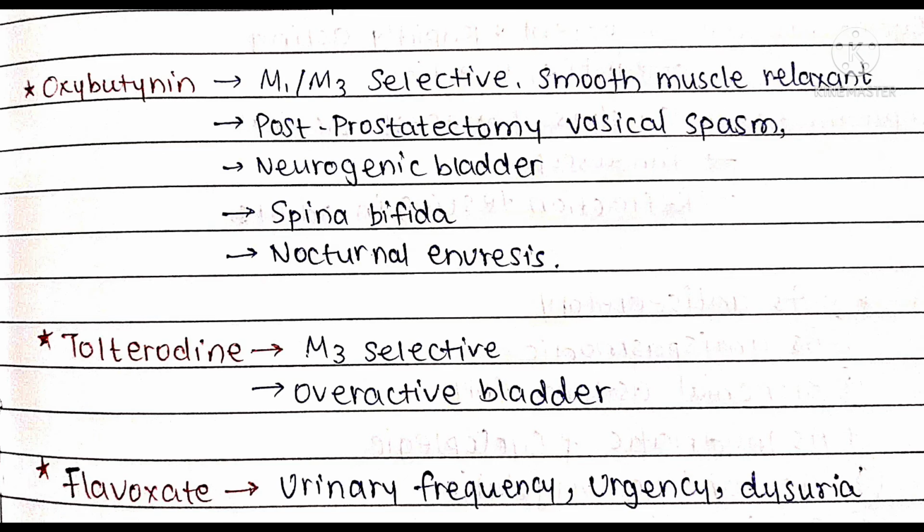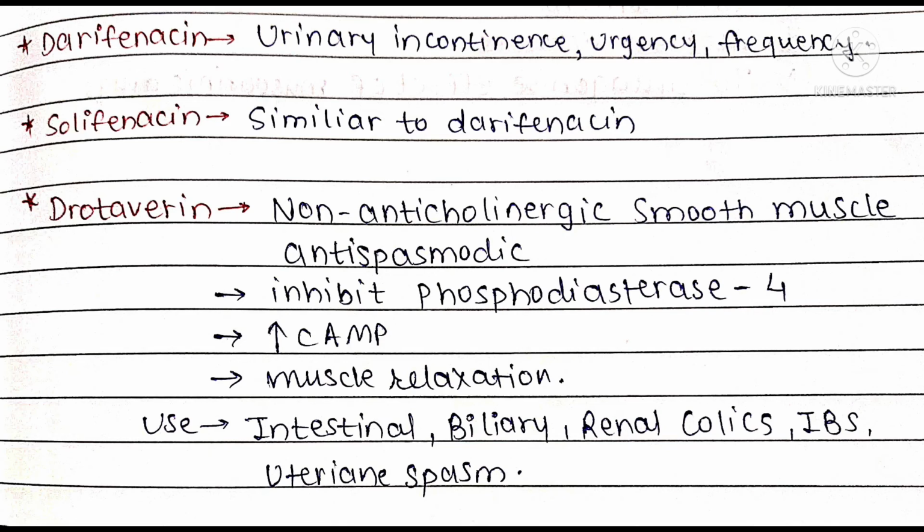Oxybutynin is M1 M3 selective, a smooth muscle relaxant. It is used in post-prostatectomy, vesical spasm, neurogenic bladder, spina bifida, nocturnal enuresis. Tolterodine is M3 selective. It is used in overactive bladder. Flavoxate is used in urinary frequency, urgency, dysuria conditions. Darifenacin is used in urinary incontinence, urgency, frequency. Solifenacin is similar to darifenacin.